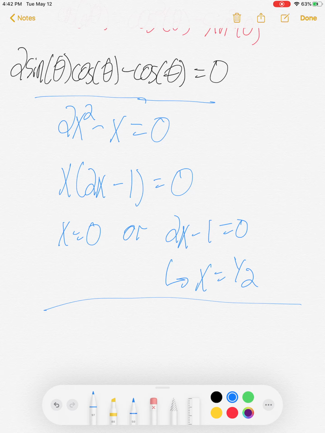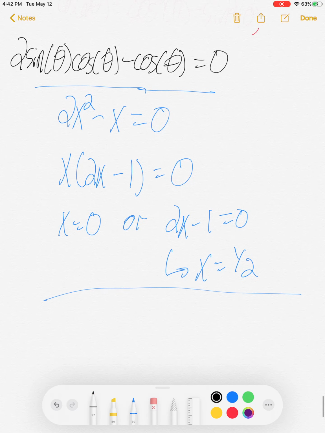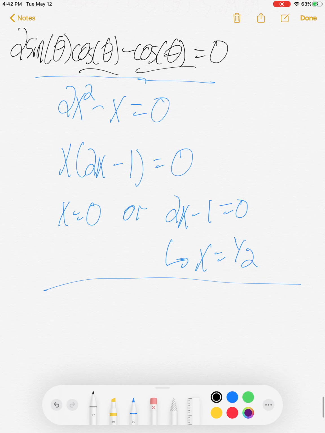Why am I doing this? What the heck, Bailey? You're wasting time. How is this related to what we're doing? We're doing trigonometry. Ah, yes, you are right. However, check this out. Even though this looks scarier because it's trig functions, just like I factored an x out here, I can factor a cosine out here because both of these terms have a cosine.